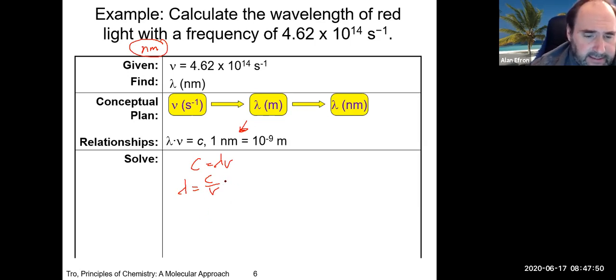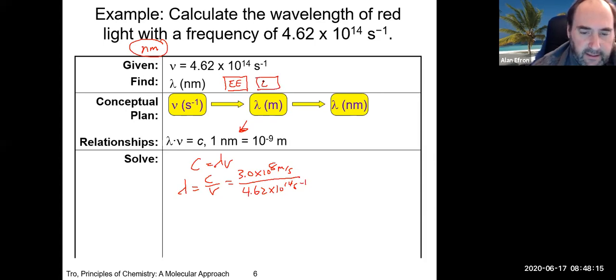So in this case, c is 3 times 10 to the 8 meters per second, which is our speed of light, divided by our frequency, which is 4.62 times 10 to the 14 reciprocal seconds. This brings up a good point just to remind everybody: when you have numbers in scientific notation, you want to make sure that you are using your exponent button, which on your calculator looks something like these buttons.